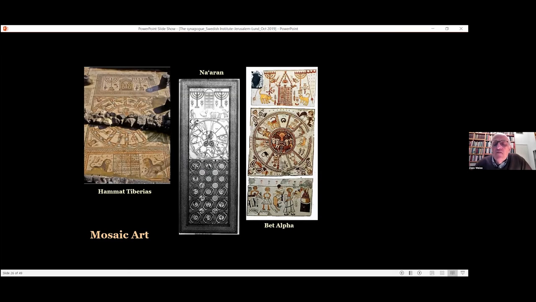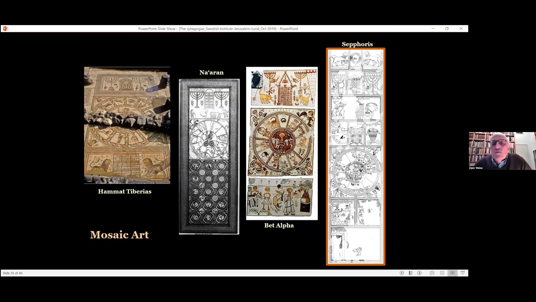So mosaic carpets featuring figurative images, as I said, took various forms. For example, here in Hamat Tiberias, Naaran, and Bet Alpha, we have the central carpet in the main hall divided into three unequal panels, bands. Whereas in Sepphoris, the mosaic is divided into seven panels. In all four synagogue buildings, a depiction of the zodiac appears in the center of the mosaic carpet, where the architectural facade panel, with some Jewish symbols, the menorahs, and four species, etc., is located in the area close to the bima.